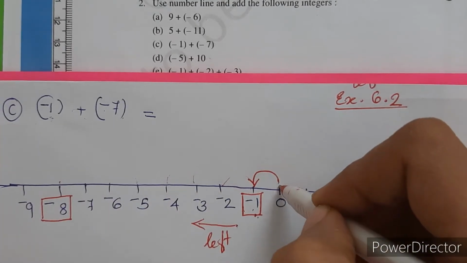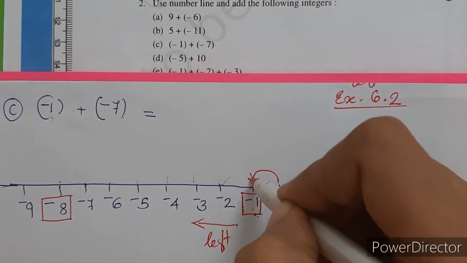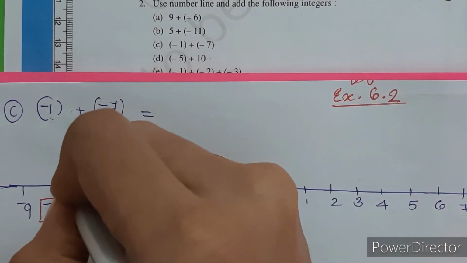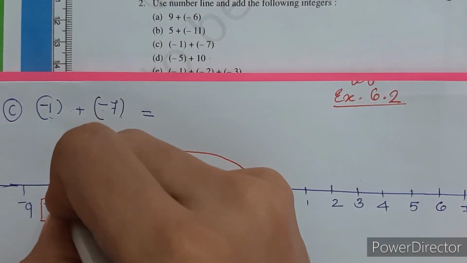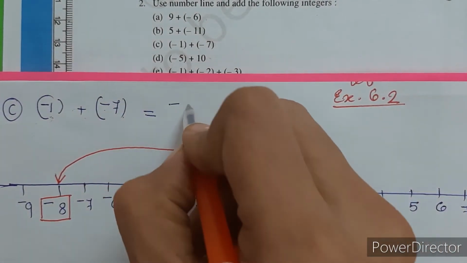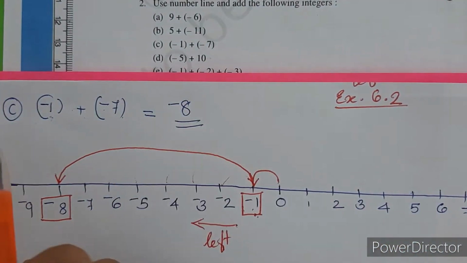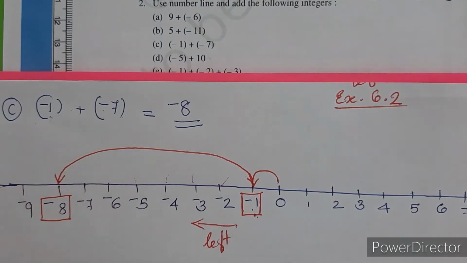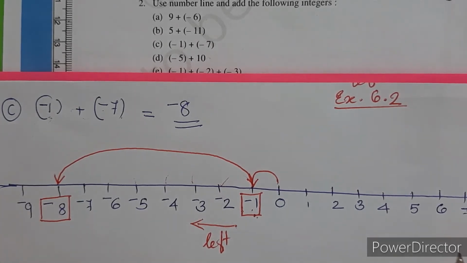So it will express like this. From minus 1 to minus 8. Okay. So the answer will be minus 8. Minus 1 plus minus 7 is equal to minus 8. We can add using a number line. Okay, children.